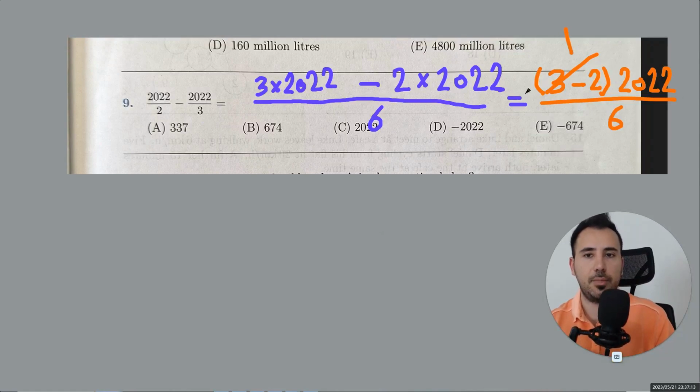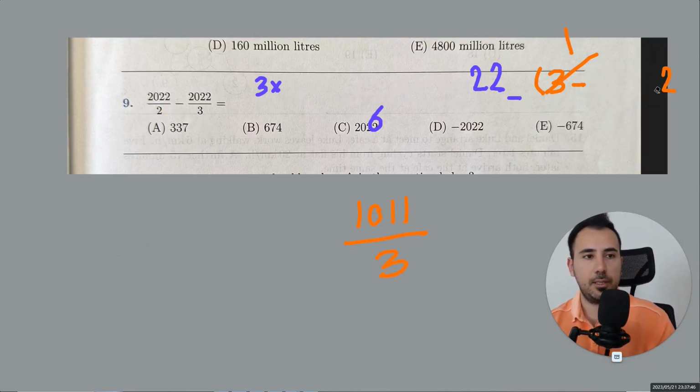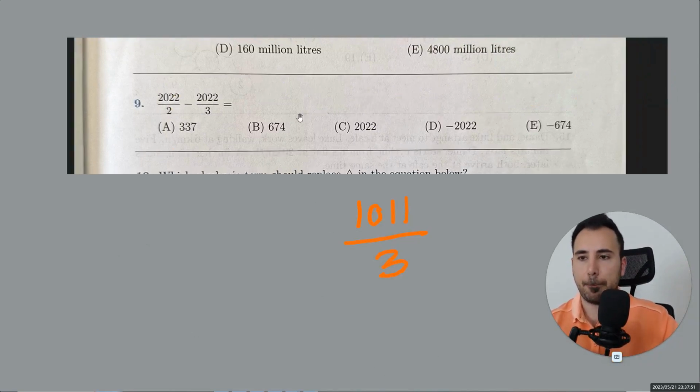Of course, it's going to be 1. You have 3 of something minus 2 of that thing, 1 of that thing, okay? So 2022 divided by 6, okay? It's going to be the same as 1011 divided by 3. Okay, as you see, the only one is going to be 300 and something. It's hard to calculate. So I'm just going to choose this one. It's a test. We don't have to calculate everything.